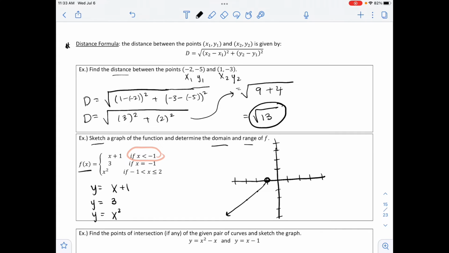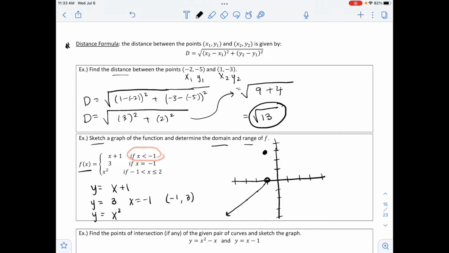The next equation that we have is y equals 3, and this is only if x equals -1, which you'll notice is actually just a point. This is an ordered pair. We have -1, 3. So I'm going to put a point at -1, 3.